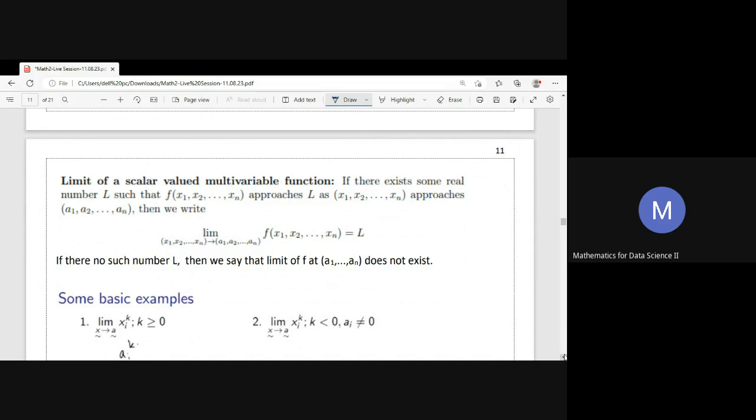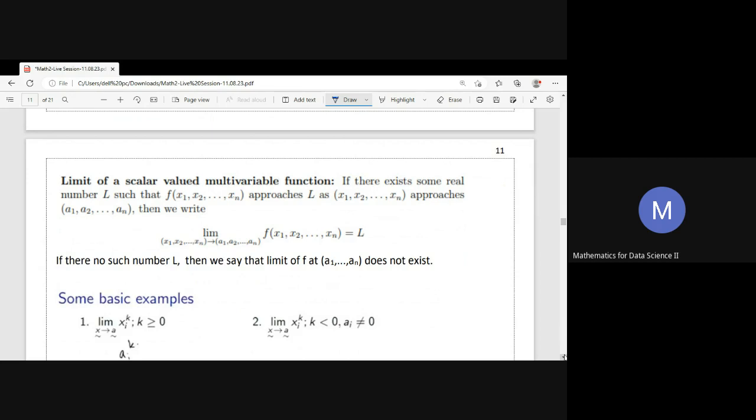Fine. So now let us look at limit of scalar valued multivariable functions. Ma'am, total how many weeks are there in Maths 2? One more week is left. Okay, so I guess we are in week 11, total 11 weeks, no? Oh, sorry. Yeah, week 10 and 11. Yeah, 2 more weeks left.